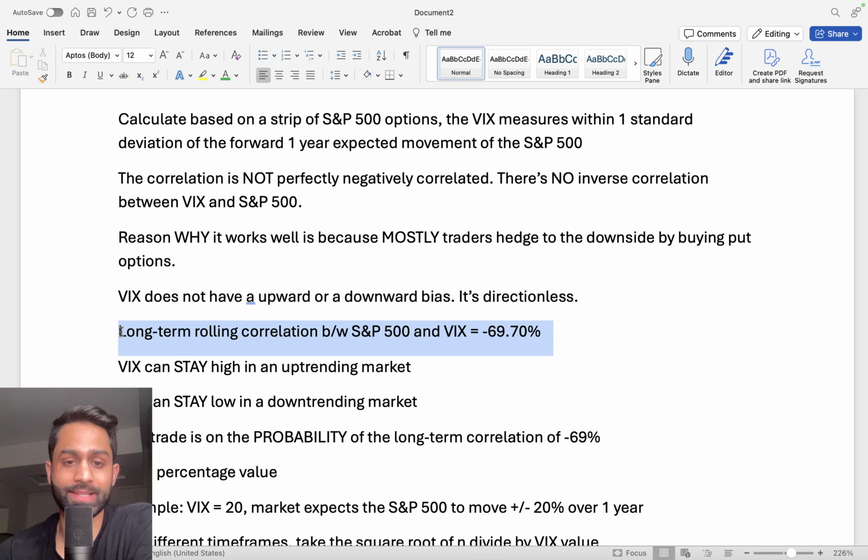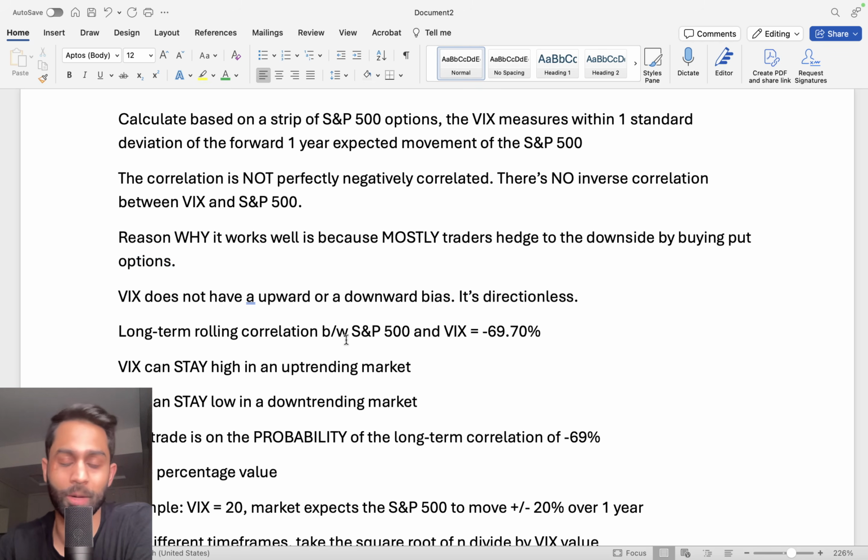But the reason why there is a negative correlation, you might still be asking, is because most traders and investors hedge to the downside. So there's always an imbalance of put buys versus call buys. Because traders hedge to the downside to protect against a crash in the S&P 500 or a drawdown in the S&P 500, there is a significant amount of buying of put options compared to call options.